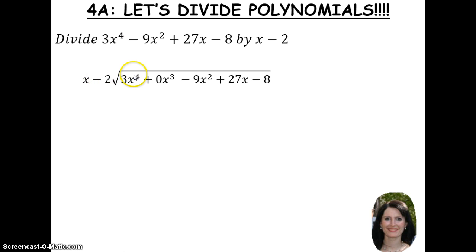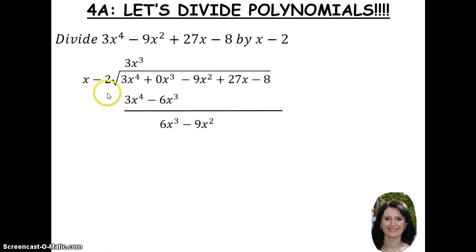Firstly, I say x. How many times did it go into 3x to the 4? It goes 3x cubed, because 3x cubed times x gives me 3x to the 4. I then multiply 3x cubed times negative 2, giving me negative 6x cubed. Let's subtract. 3x to the 4 minus 3x to the 4 gives me 0. 0x cubed minus negative 6x cubed gives me positive 6x cubed.